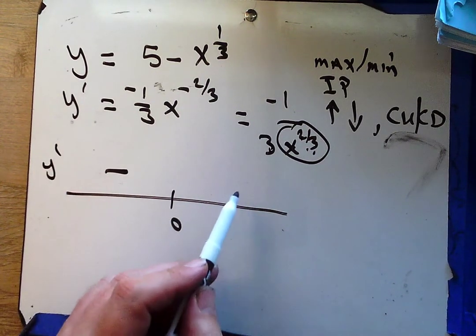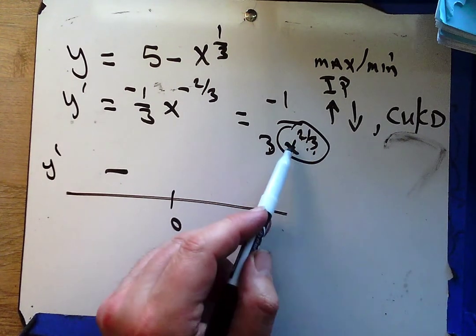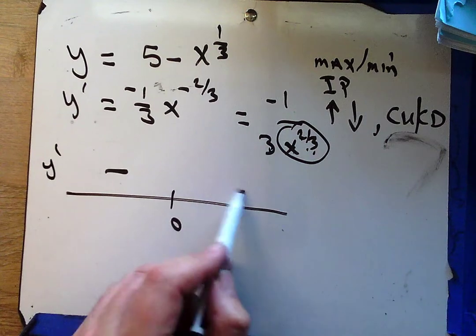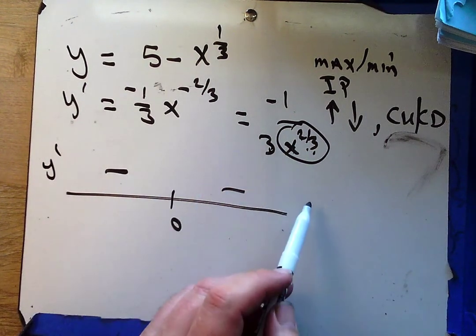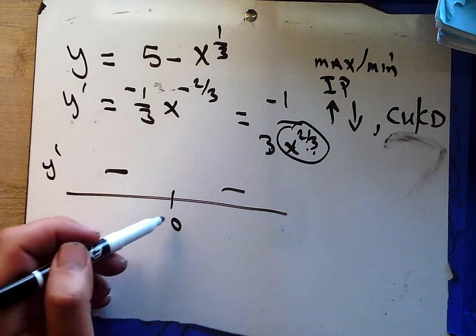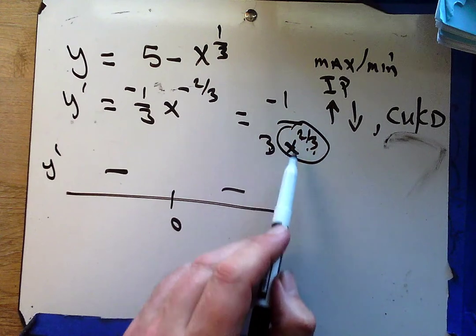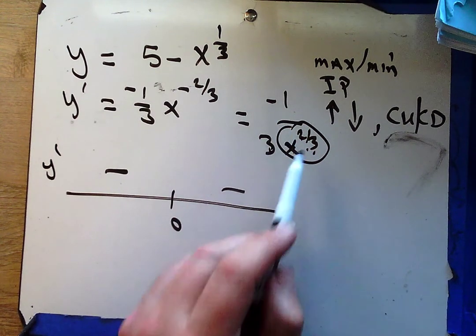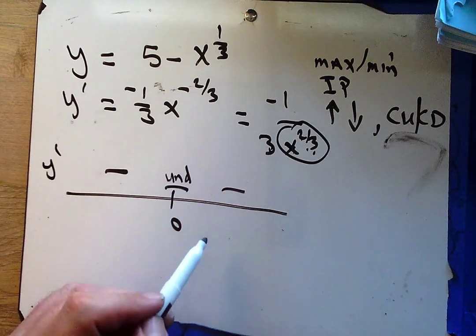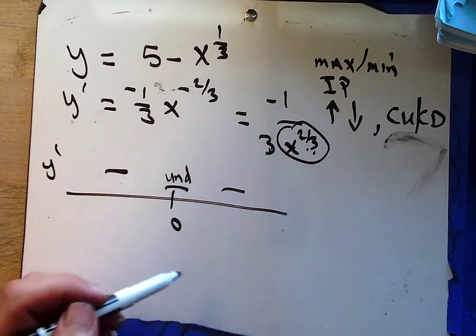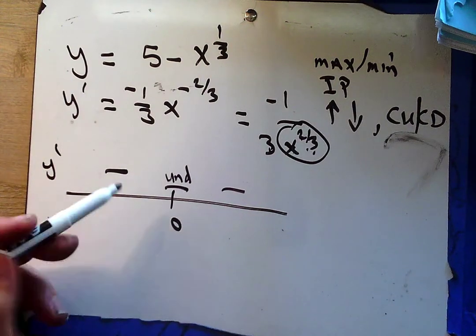What about over here? What if I plug in a positive 1? 1 squared is 1. Cube root of 1 is 1. 1 times 3 is 3. I get the same thing. So this function is decreasing. But at 0, if I plug a 0 in there, I have negative 1 over 0, and that's undefined. So I'm undefined here. An undefined slope is a vertical slope on y at 0.